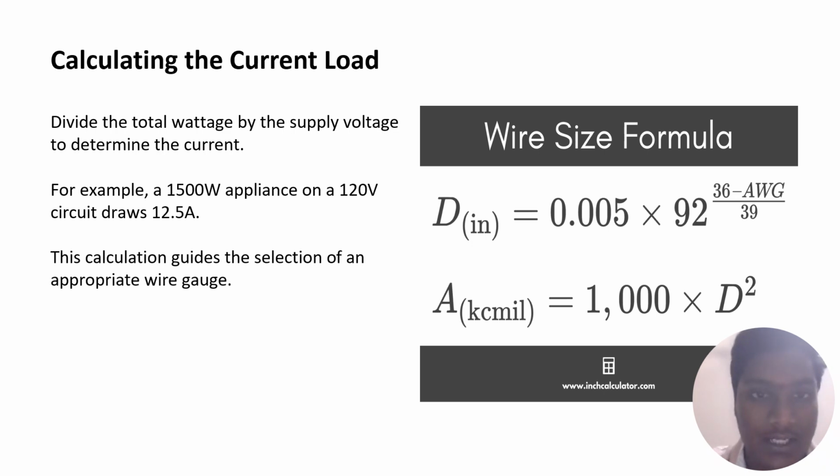Calculating the current load. Divide the total wattage by the supply voltage to determine the current. For example, a 1500 watt appliance on a 120 volt circuit draws 12.5 amperes. This calculation guides the selection of an appropriate wire gauge.